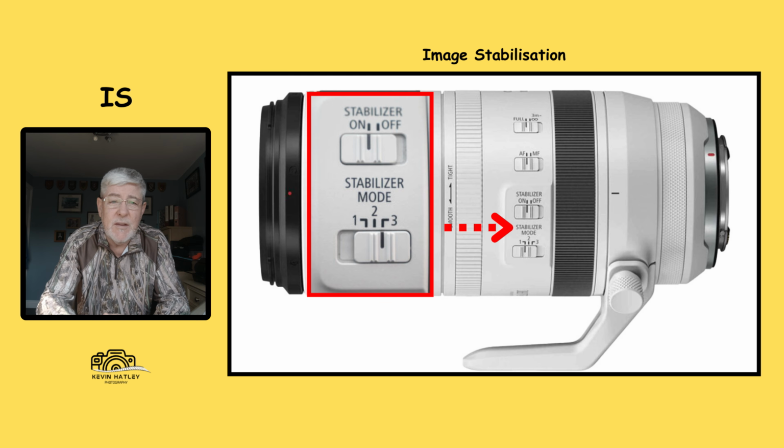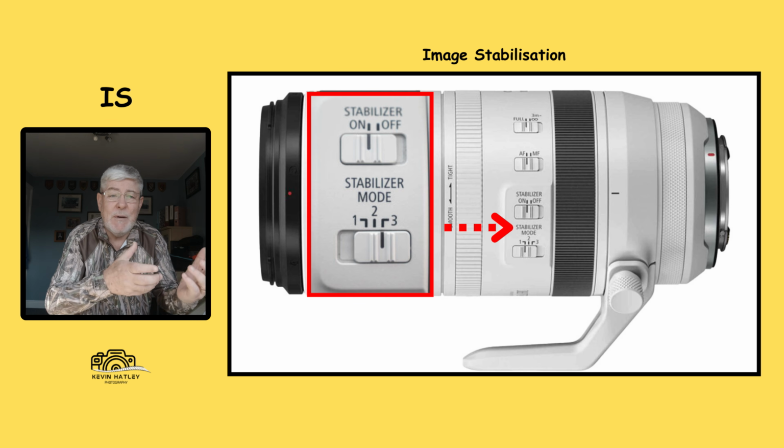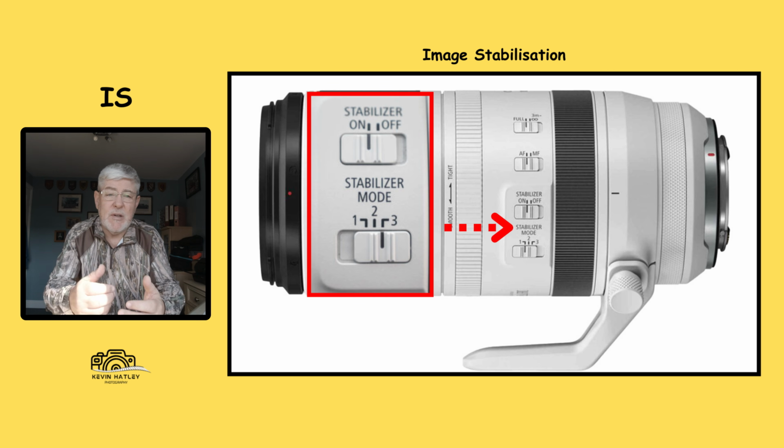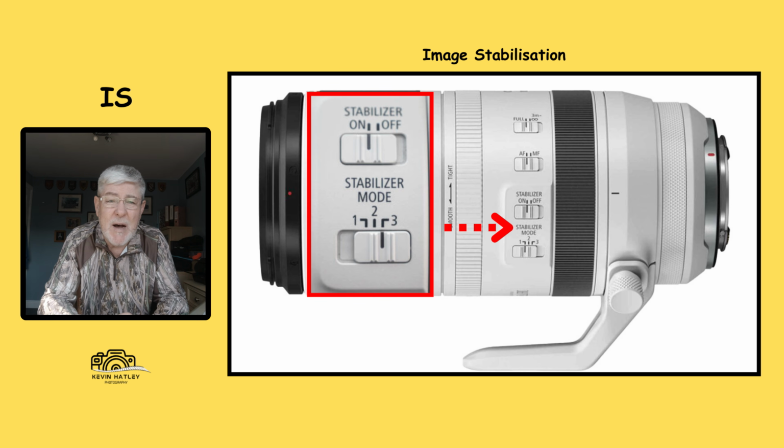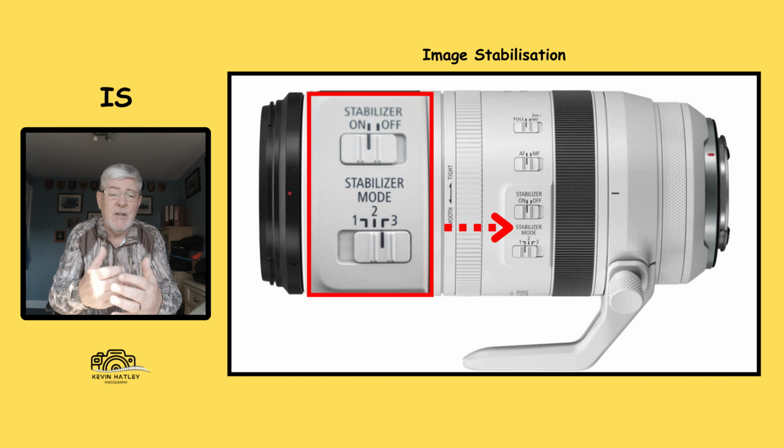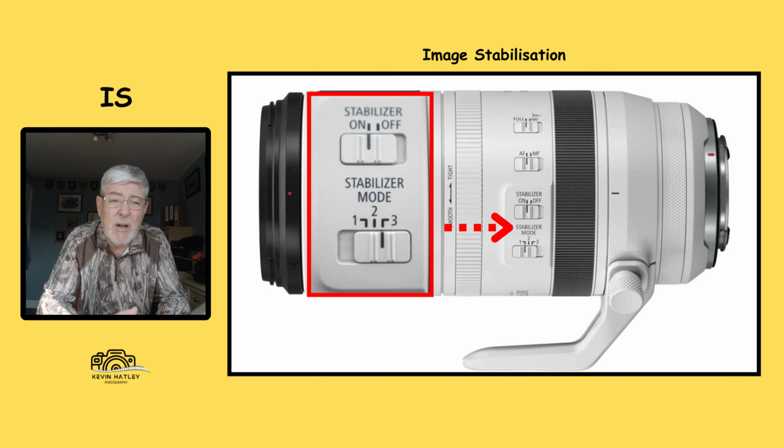You then have the stabilizer modes, and in this case you've got 1, 2 and 3. You use 1 if you're photographing a static subject, you use 2 if you're panning with your lens, so birds in flight, and 3 is really a battery saving mode, or used for erratic subjects. So those are the 3 stabilizing mode switches on your lens.